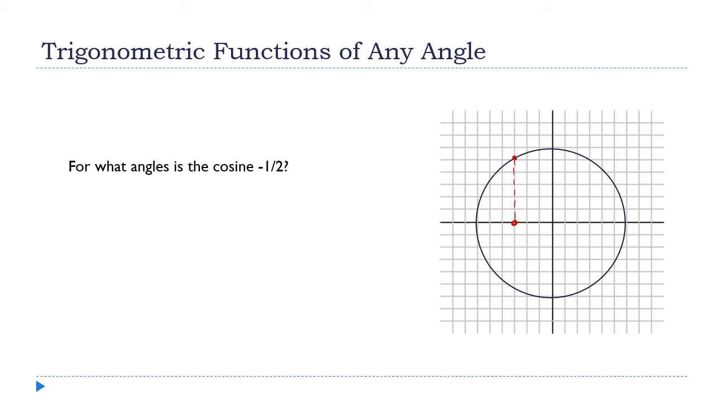One here and one down here, whose x coordinates are negative 1/2. Okay, so I'm going to get 2 angles, right? Hopefully you're seeing that. I'm going to get 2 angles here.